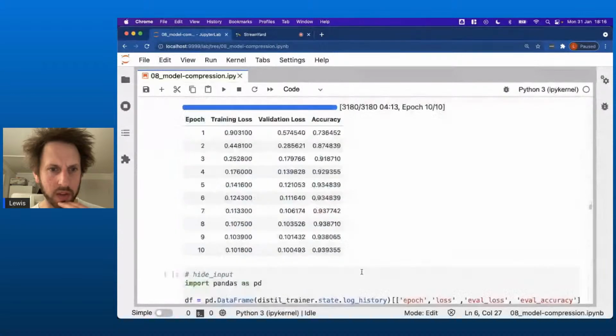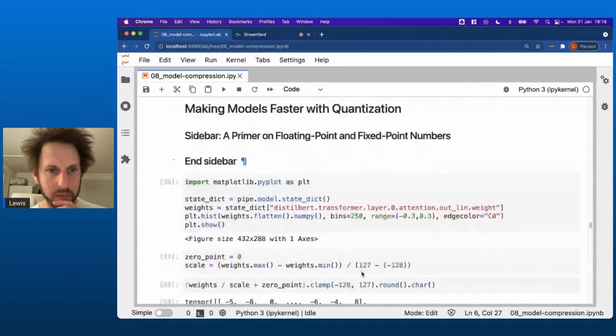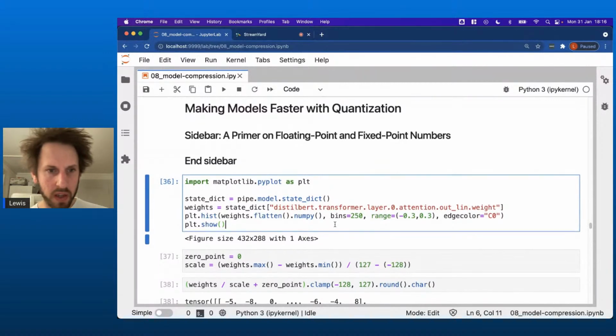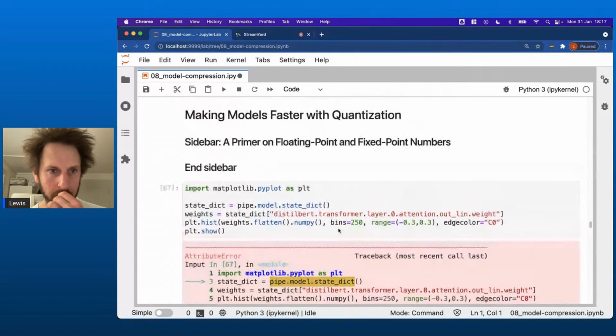I want to move now to quantization. And so in the quantization case, you can sort of see here. Oh no, what's going on?